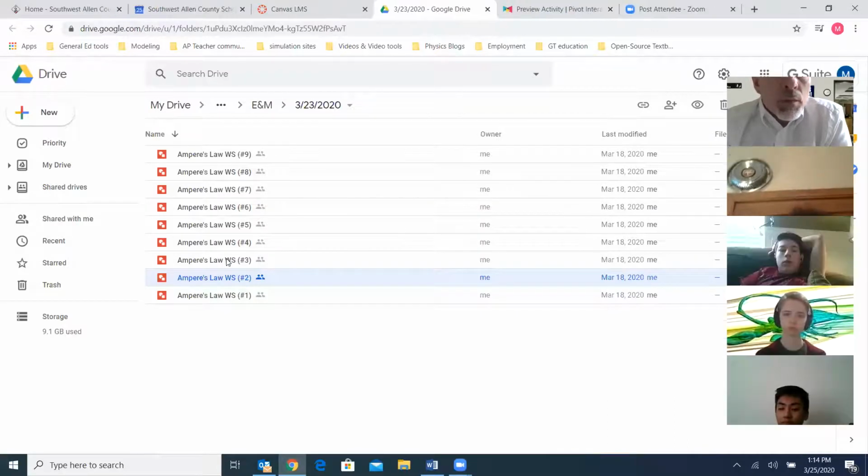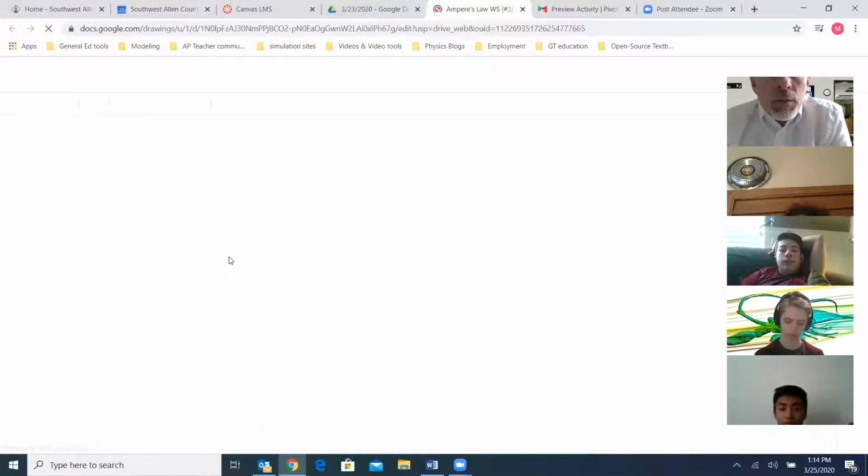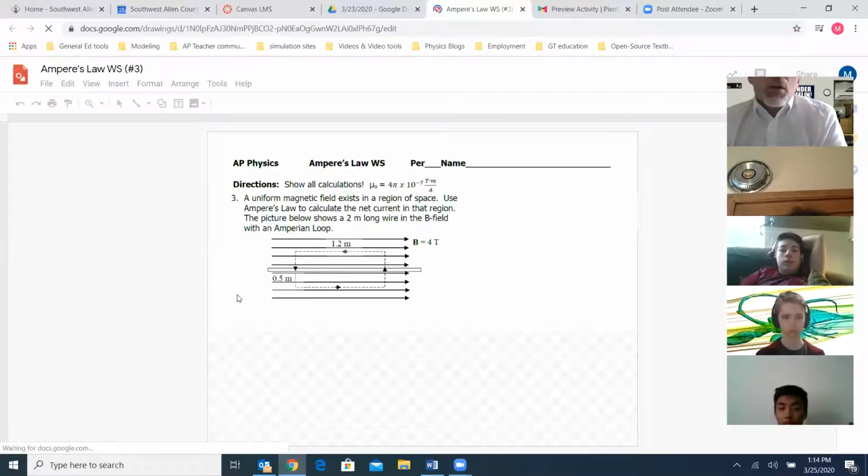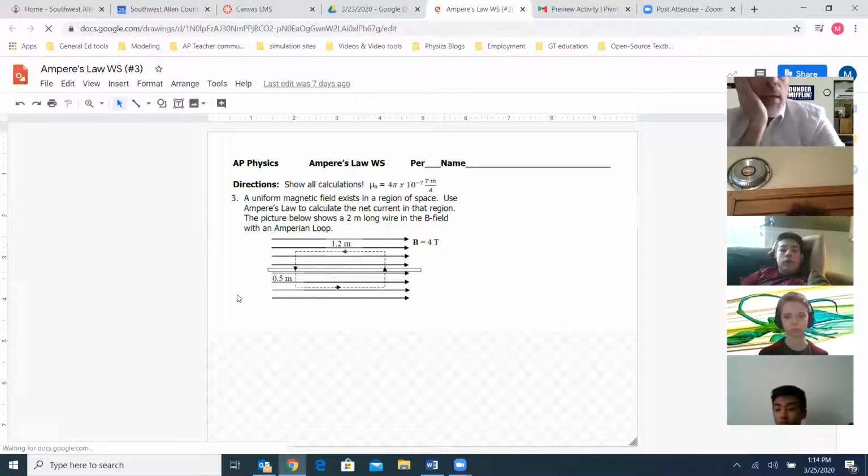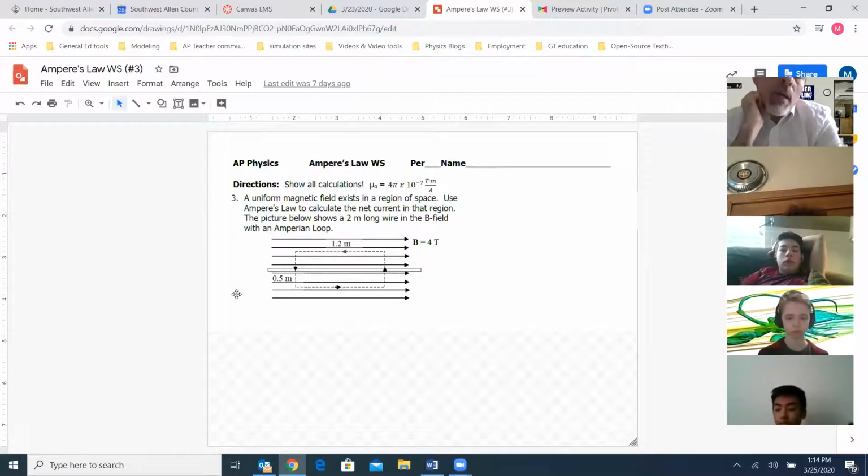So number 3 looks like this. All right, so what this is, we have a wire. And in this wire, we don't know how much current there is. We want to know how much current. But we do happen to know what the magnetic field is around the wire. It's 4 Tesla and it's pointing to the right.